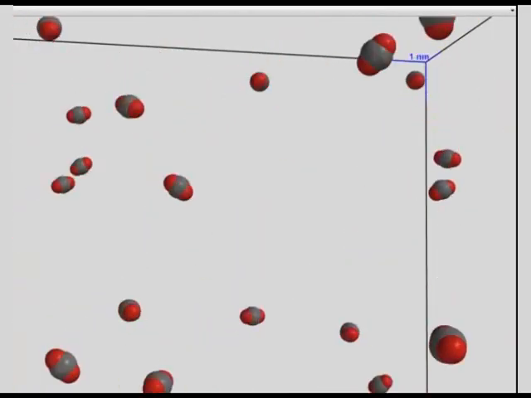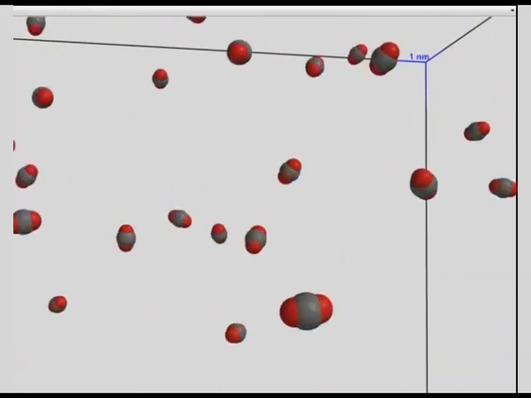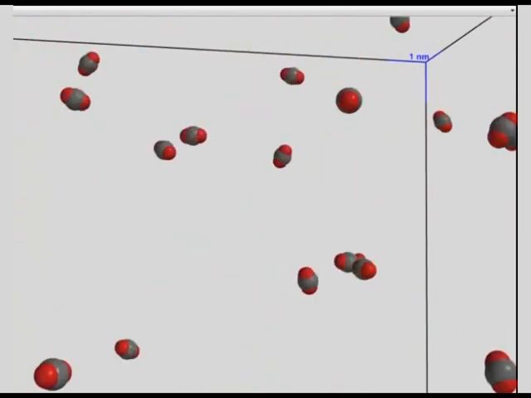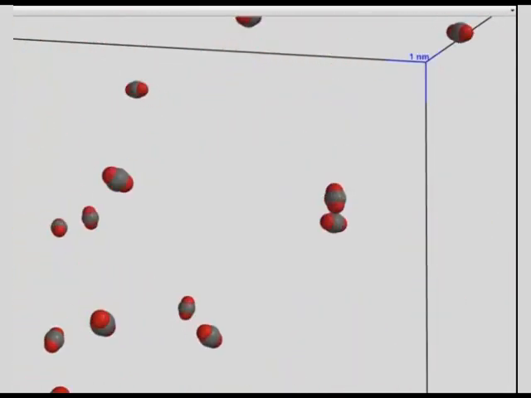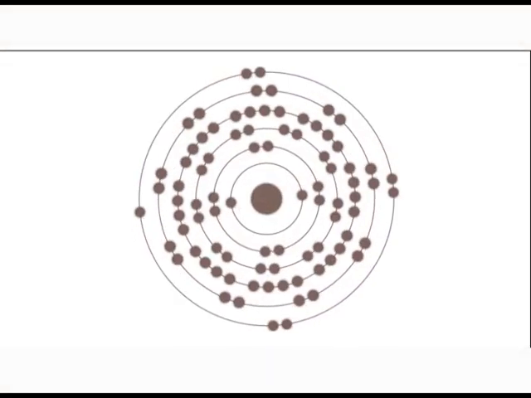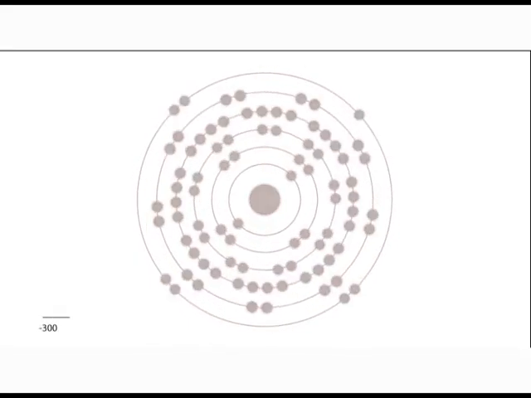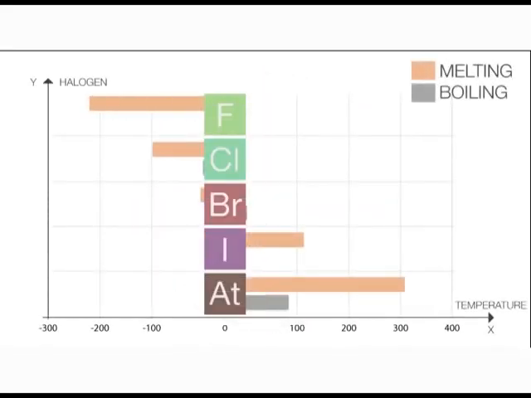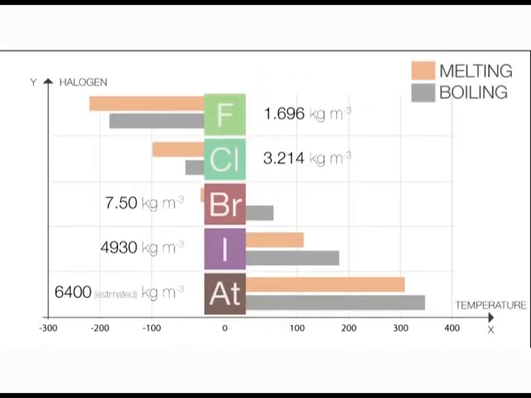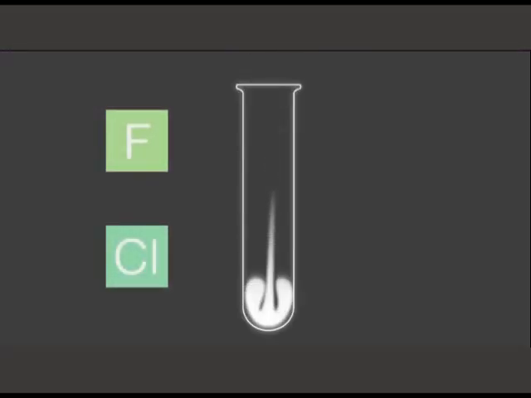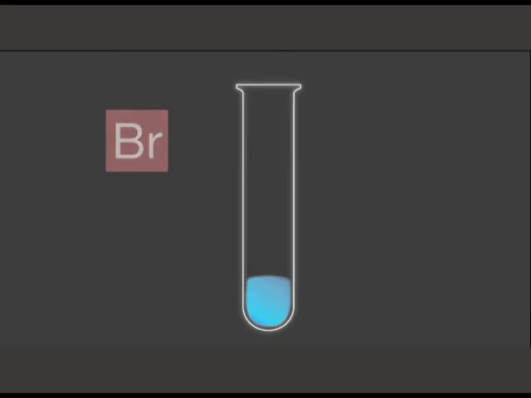The forces of attraction or intermolecular forces increase with increase in the size of the molecule. Moving down the group, atomic radii increase by 1 electron shell. As a consequence, melting points, boiling points as well as their densities increase. Chlorine and fluorine are gases. Bromine is a liquid and iodine and astatine are solids.